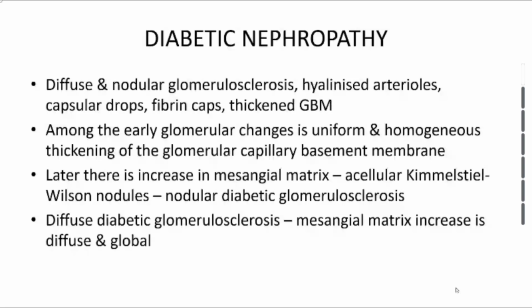Diffuse diabetic glomerulosclerosis, we have mesangial matrix increasing, diffuse and global. That's the one you talk about as diffuse diabetic glomerulosclerosis. So the mesangial matrix will increase in a diffuse manner and global, that is, affecting the entire glomerulus.